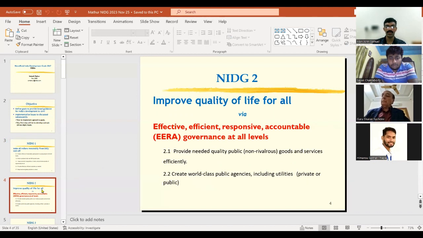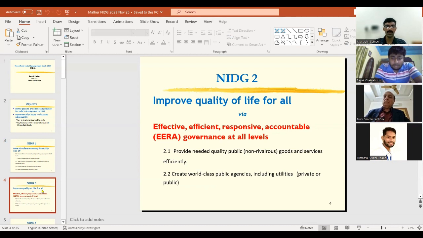NIDG 2 is a little bit unformed because it's not something that's common in the development literature. A focus on quality of life. In fact, it's perhaps even more important than GDP or anything else to focus on the quality of life. And here my focus is not on the social factors that determine the quality of life, but on how you can get what I've called efficient, effective, responsive, and accountable governance at all levels.